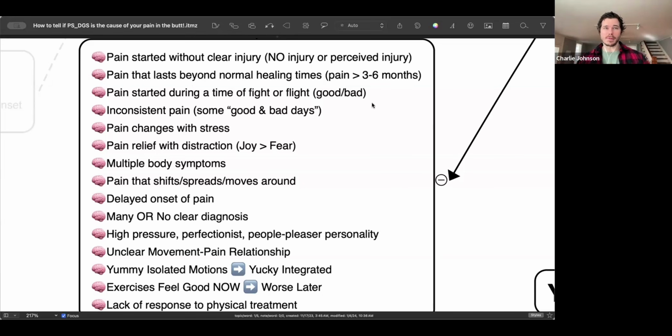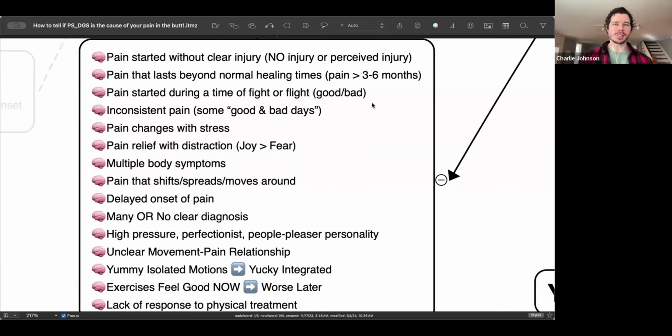Maybe you just had a baby. You're like, oh, that's a good thing. I wasn't stressed out. It was great. Well, I mean, I have a baby too. It's a little stressful. Maybe you just lost a job. Maybe you just lost a relationship. Maybe you just lost a loved one. Good or bad, a state of fight or flight.